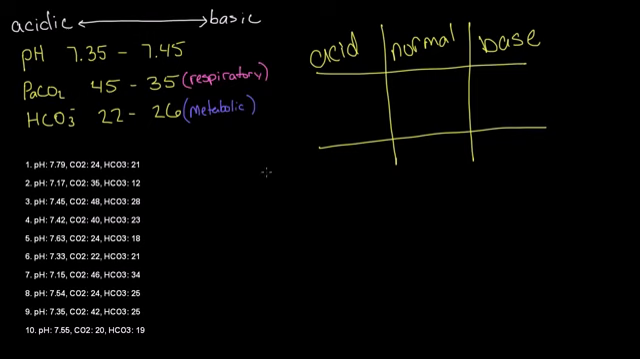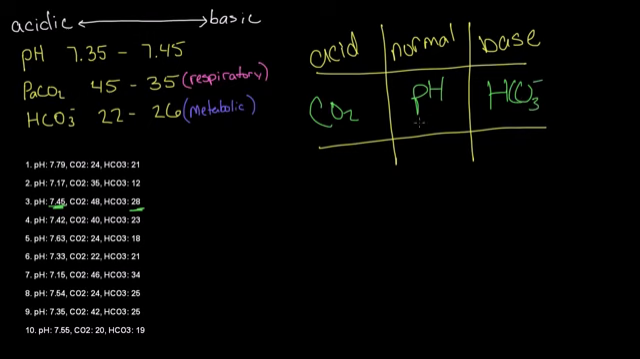Number 3. The pH is 7.45. This is normal. So pH goes in the normal column. Our CO2 is 48, which is outside of this range, it's more acidic. So we write down our CO2 in the acid column, and our bicarbonate is 28, which is also abnormal. It is basic though, so we write down our HCO3 in the basic column.